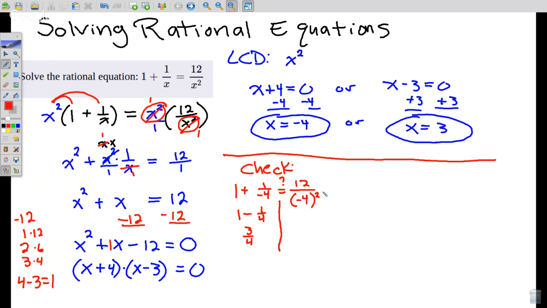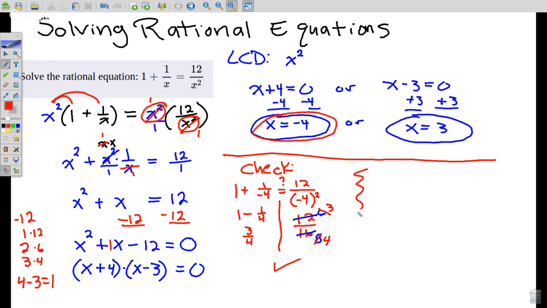Here, let's see, -4 times -4 is 16, so that's 12 over 16. And let's see, 12, that's even, so 2 goes into 12 6 times, 2 goes into 16 8, still even, so we can do that again. 2 goes into 6 3 times, 2 goes into 8 4 times, and we got a match. So x equals -4 is definitely an answer.